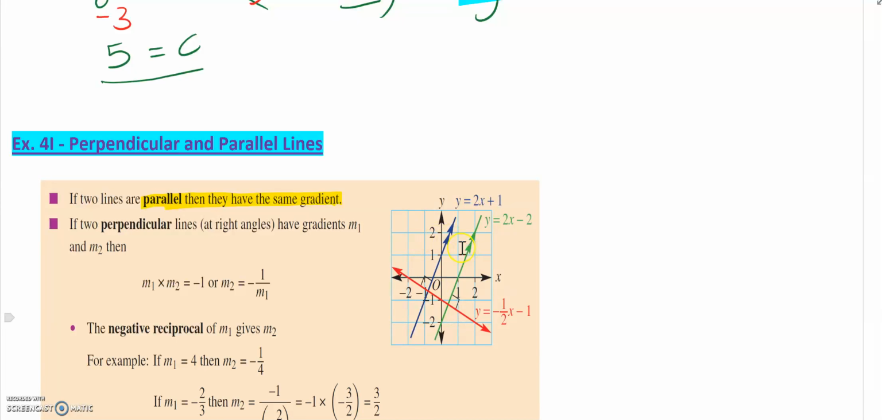It's the same angle. But now have a look at this line. This is perpendicular, the red one. Do you think it'll have the same gradient?